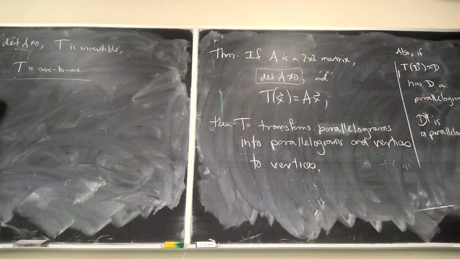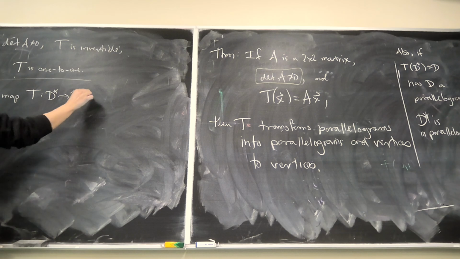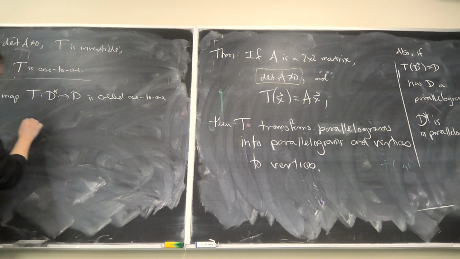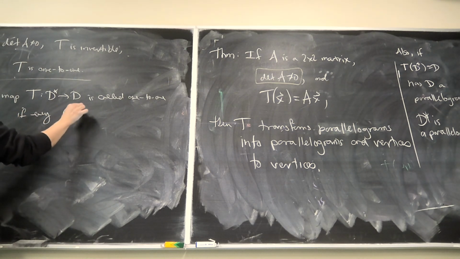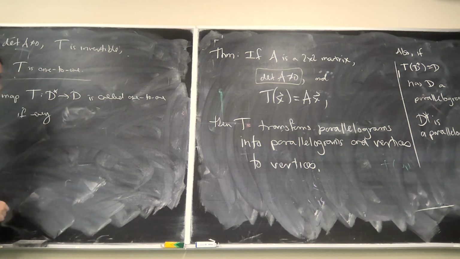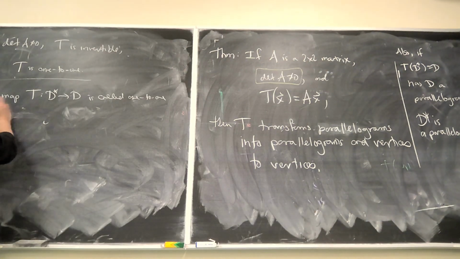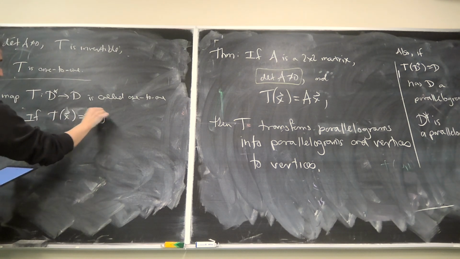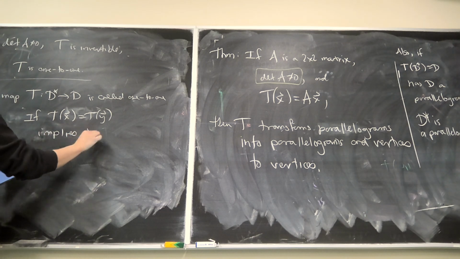So more generally, a map T from a domain D star onto a domain D is called 1-to-1 if, for every u and v, sorry, I suddenly flipped up to fancy language there, I apologize. We'll just do it with a condition: if I know that T of x is equal to T of y, this implies x is equal to y.